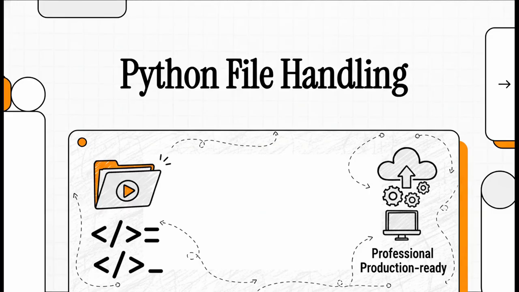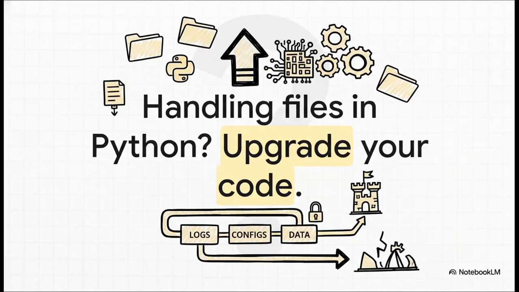All right, let's talk about a skill every single Python developer needs: handling files. But we're not just going to cover the basics today. We're going to look at how to take your code from something that just works to something that's truly professional and ready for the real world. Think about it. In almost any app you build, you're dealing with files. Logs, configuration, user data, it's everywhere. Getting this right is what separates a fragile script from a rock-solid, reliable application. So let's make your code great.